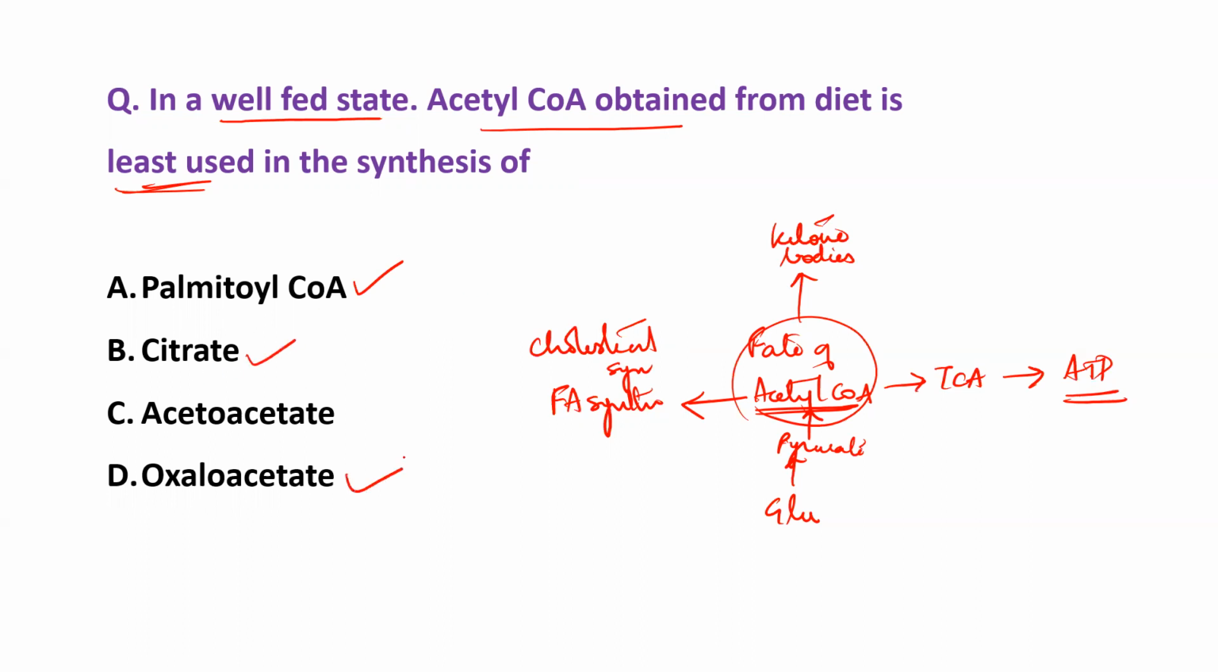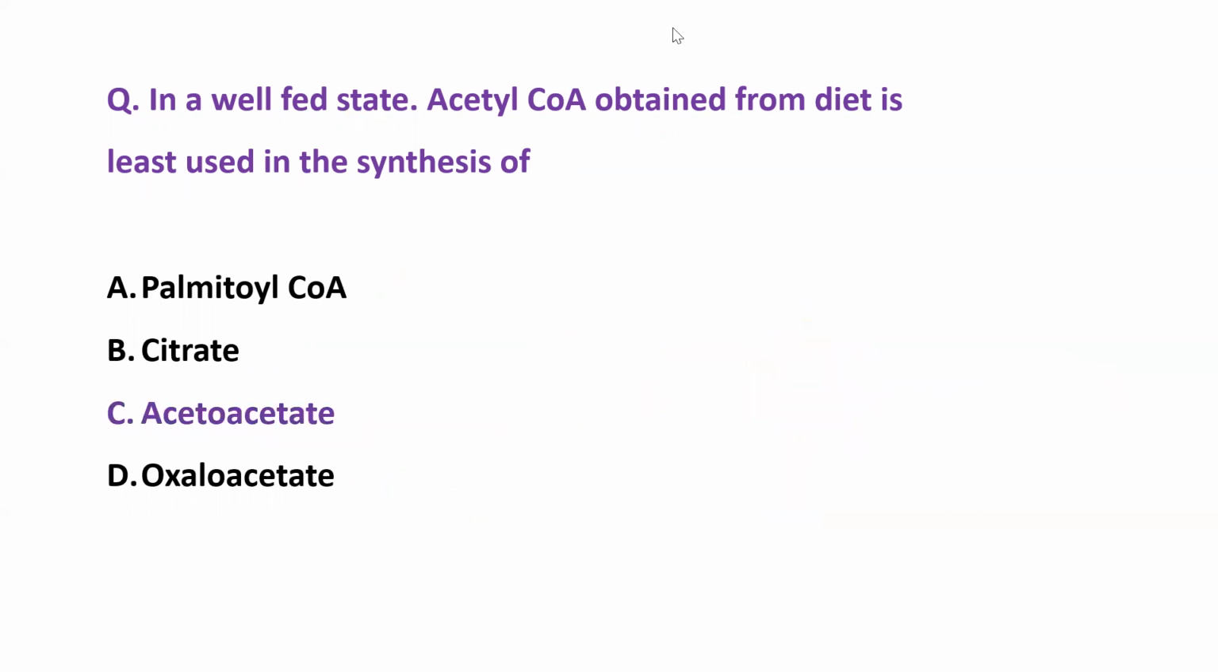Citrate and oxaloacetate are intermediates of the TCA cycle. Of course, acetyl-CoA can enter the TCA cycle, but it is least used in the synthesis of acetoacetate, which is a ketone body. Only during the starvation state does ketone body synthesis take place inside our body. In the well-fed state, it's not a starving state, is it not? So in the well-fed state, acetyl-CoA obtained from diet is least used in the synthesis of acetoacetate, which is a ketone body.